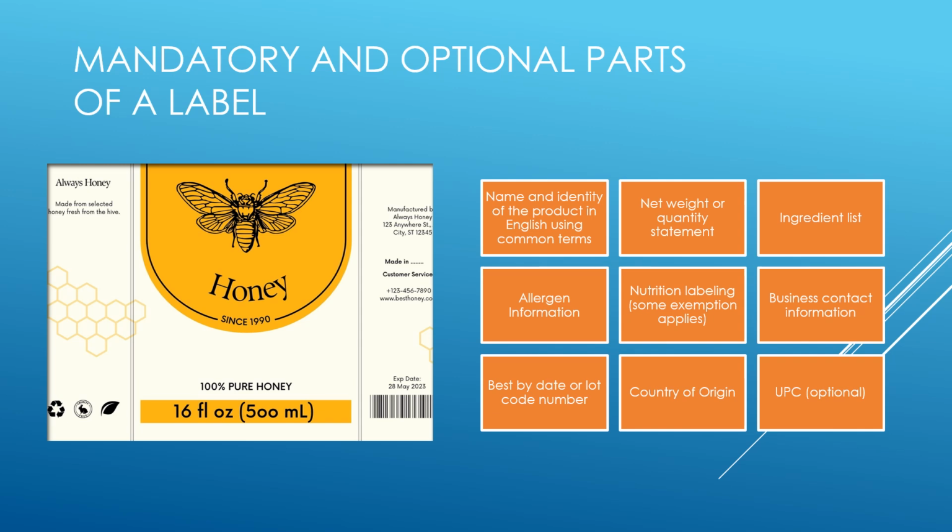Here we have the name and identity of the product, and it needs to be in English using common terms. If you have a product from a different country that has a name that everybody from that country knows, if you're going to sell it in the US, you have to make sure there is a common name for it. And common names are names that everybody knows.